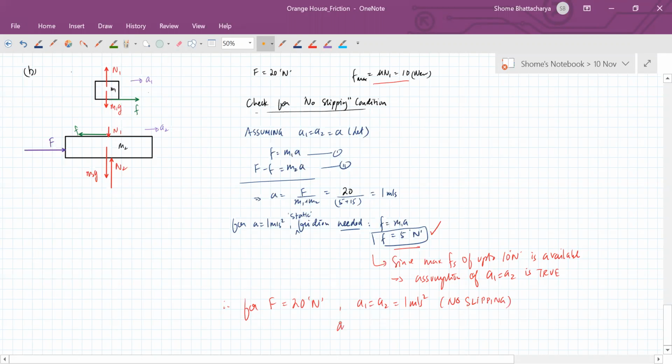Okay. And static friction of 5 newtons will act between M1 and M2. So that becomes the final answer. So take this down if you haven't done this, and now move on to C part where we are increasing the force to 50 newtons if you have completed this part before.